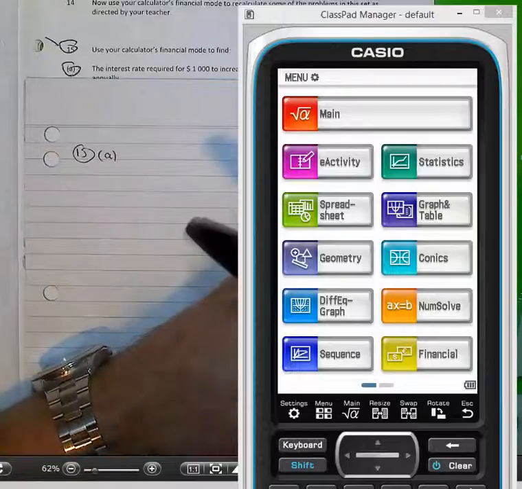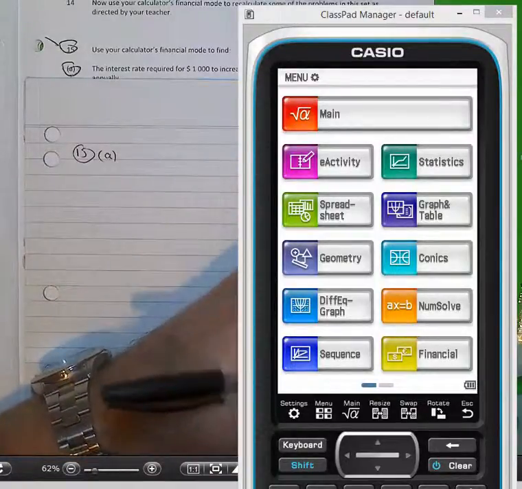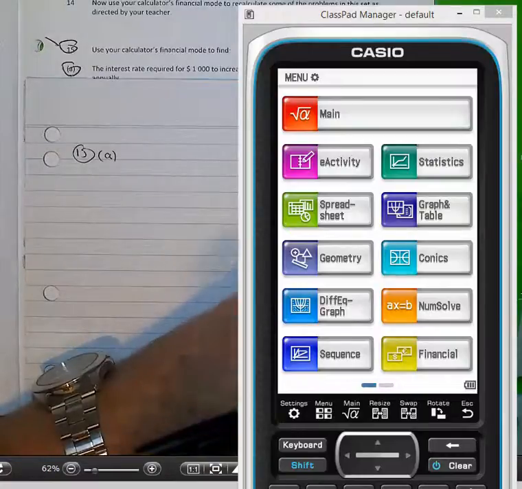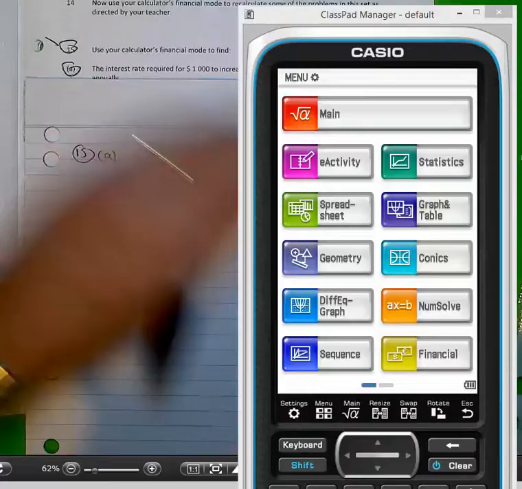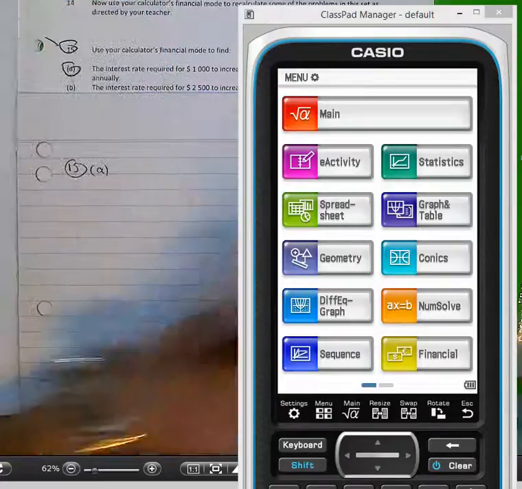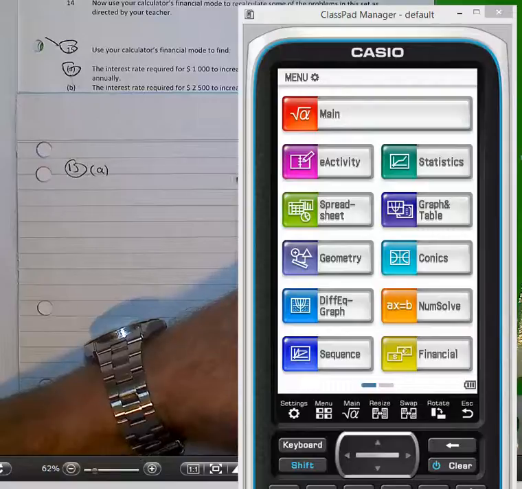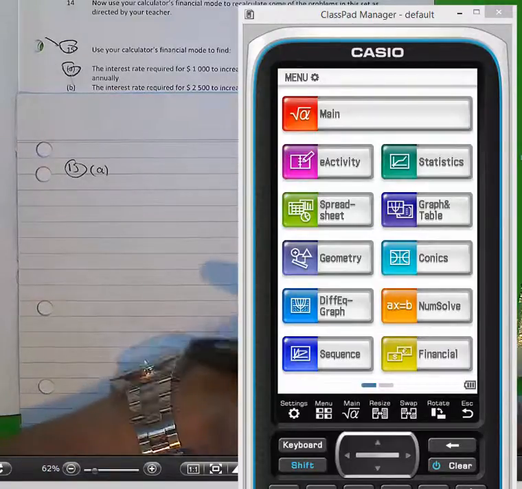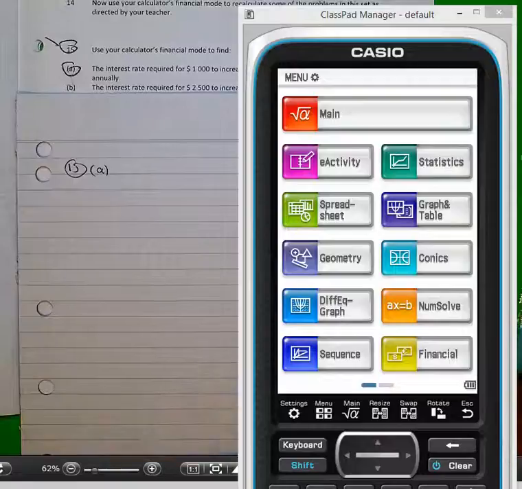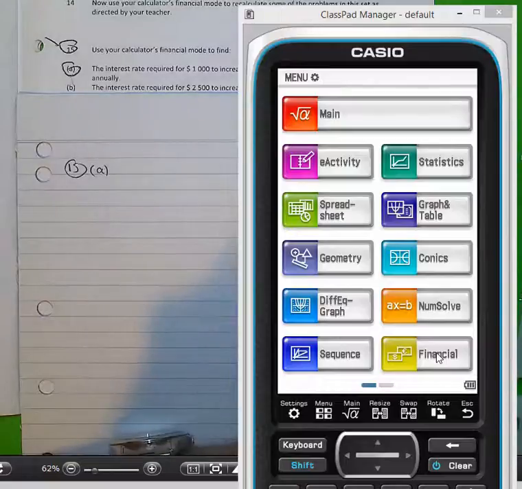In question 15, we're going to look at how we can use the graphics calculator financial mode, or some call it TVM solver, in order to find the interest rate given some parameters. Now, please notice as you're working through these problems that you can't just simply use the formula, be it the recurrence or the compound interest formula, in order to work these out. What you must do, though, is to show all your entries from the calculator as well as your results.